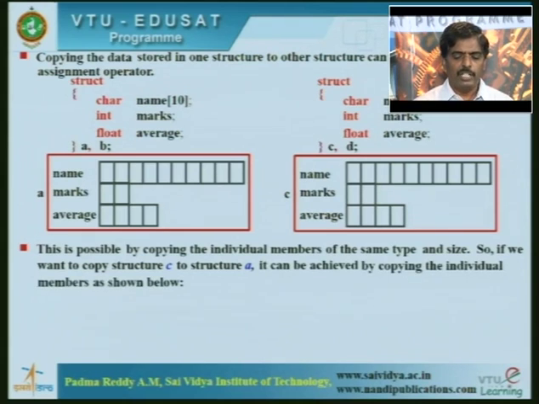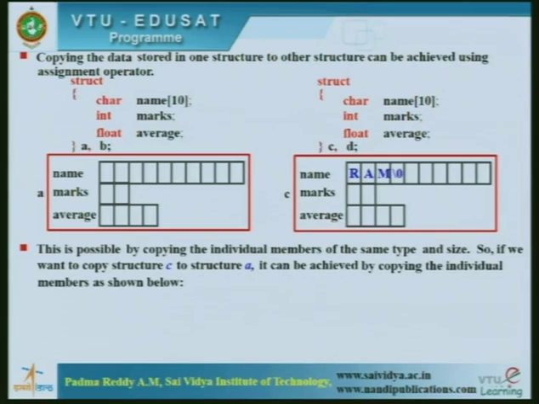What we can do? It can be achieved by copying the individual members as shown below. Suppose the string RAM is copied into the name field, 25 is copied into marks field, and say 24.5 is copied into average field. Now what will happen? How to access the name field? C.name. I want to copy into which field? A.name. Now the question is, can I write A.name equal to C.name?